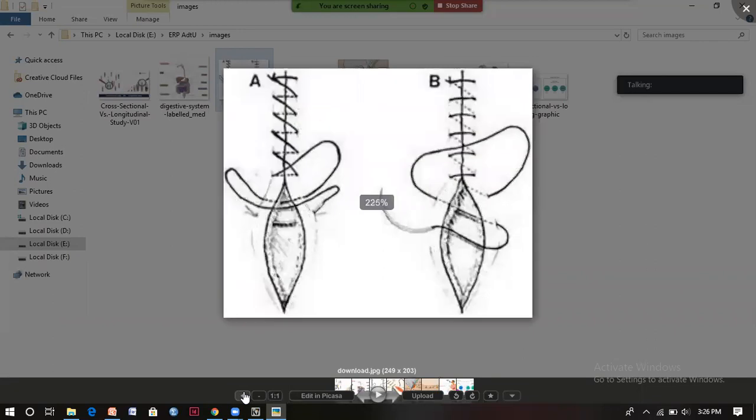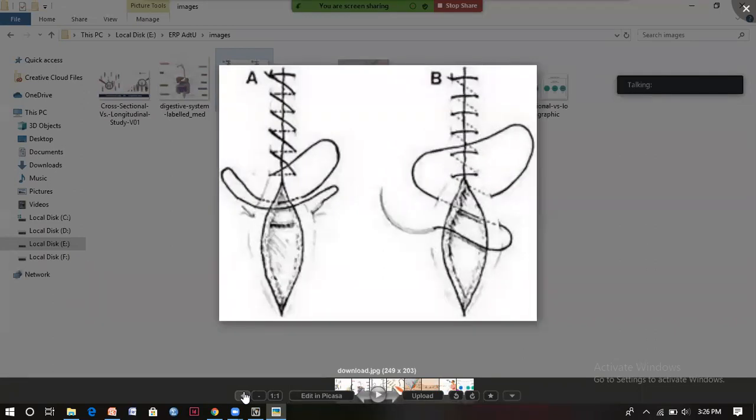Can you see this picture? All of you, you can see this picture or not? Yes, ma'am.